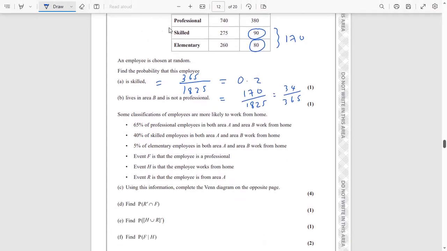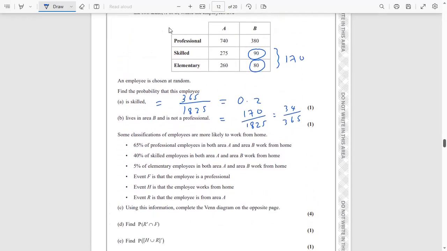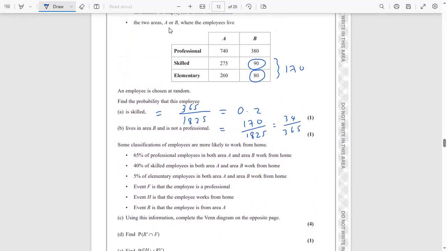Okay, now let's go on to the next one. Some classifications of employees are more likely to work from home. So now we've got people working from home. 65% of the professional employees in area A and B work from home. Let's try and make sense of this information. So 65% of professional employees work from home. If we look at our professional employees, 740 in area A and 380 in area B, let's add those up.